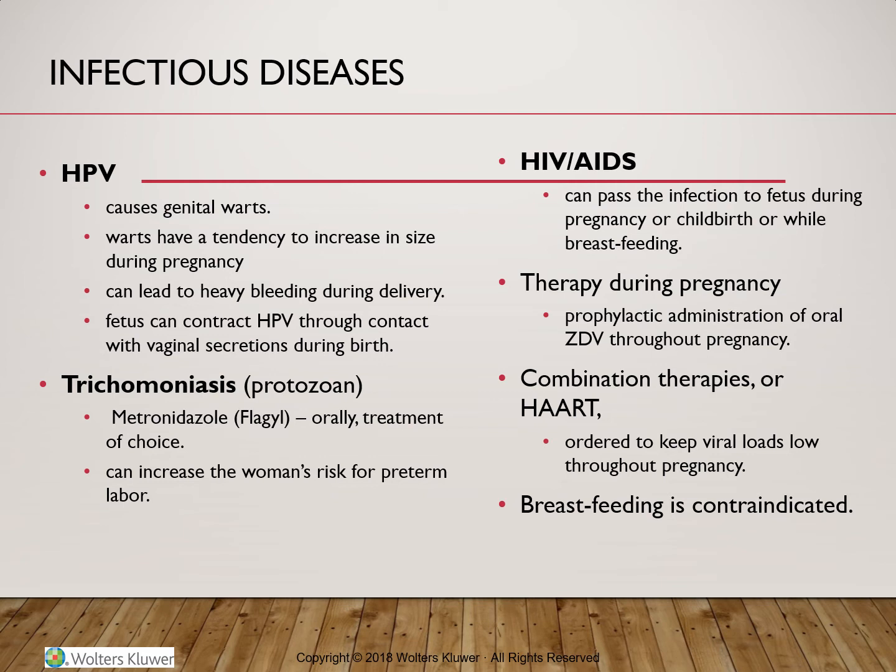Trichomoniasis is caused by an infection with Trichomonas. It's a one-cell protozoa. It will infect the urethra, vagina, cervix, other structures of the vulva. It may be passed to the fetus during vaginal delivery, but it's very rare. It may be a cause for preterm rupture of membranes, preterm delivery, or low birth weight. The treatment is oral metronidazole or Flagyl as a single dose. It's also available in vaginal suppositories and cream formats.